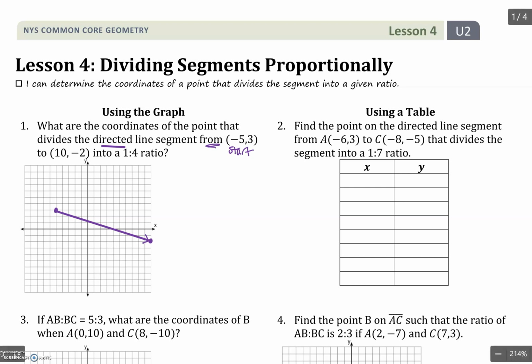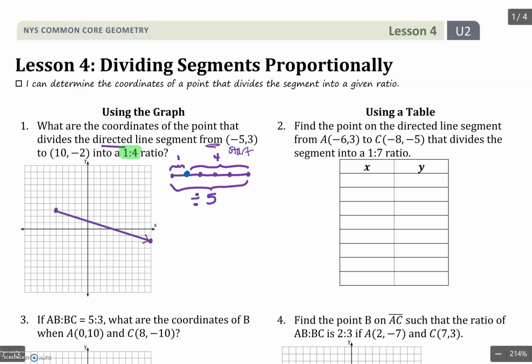The second thing we need to pay attention to is this ratio. We're going to divide that segment into a 1:4 ratio. That means we need to create it so that we have one section to one side of a special point, and then we have 4 on the other. So we have a 1:4 ratio. Basically, we're going to take this whole thing and divide it into 5 equal parts, 5 congruent pieces.